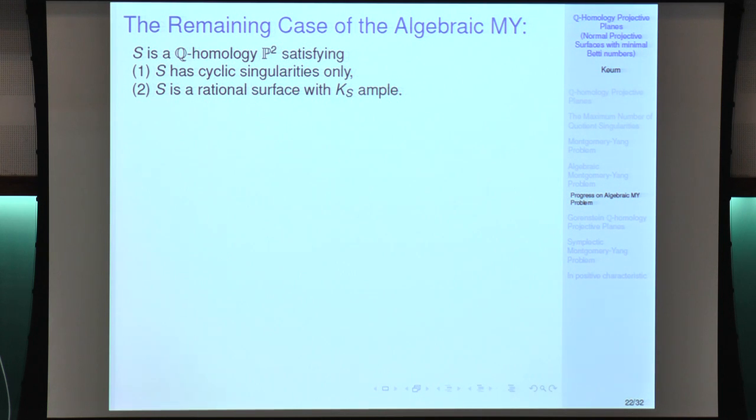But this is KS ample, but this is rational. So constructing such an example is not easy. A single example is very difficult to construct. Are there such surfaces? So let's take a look.